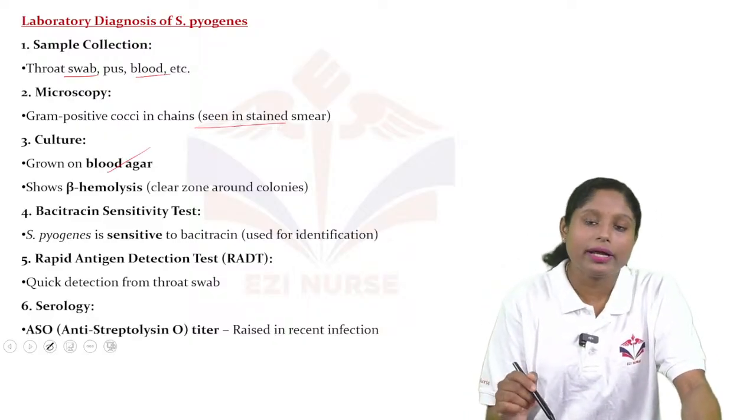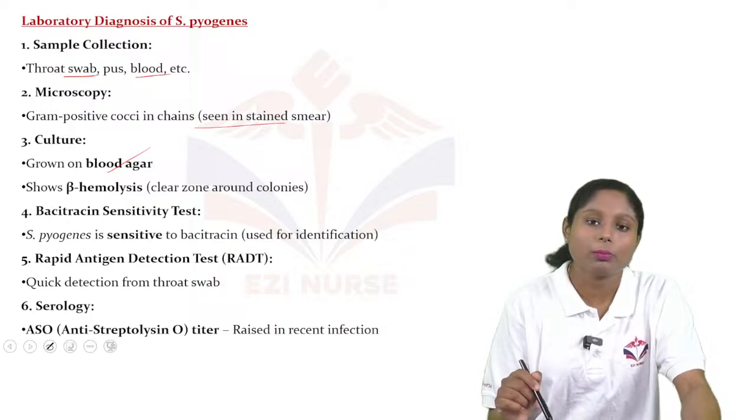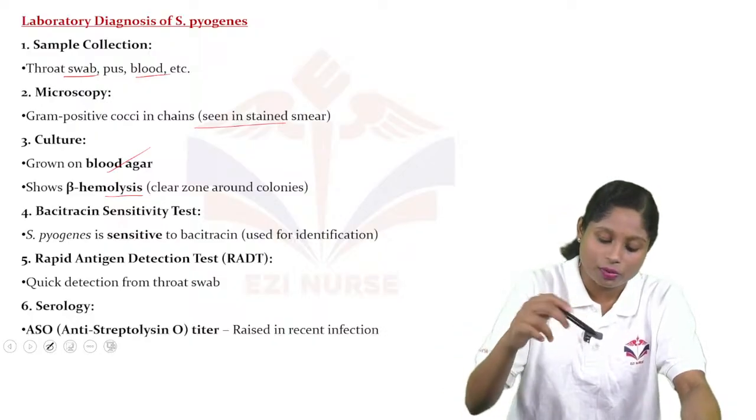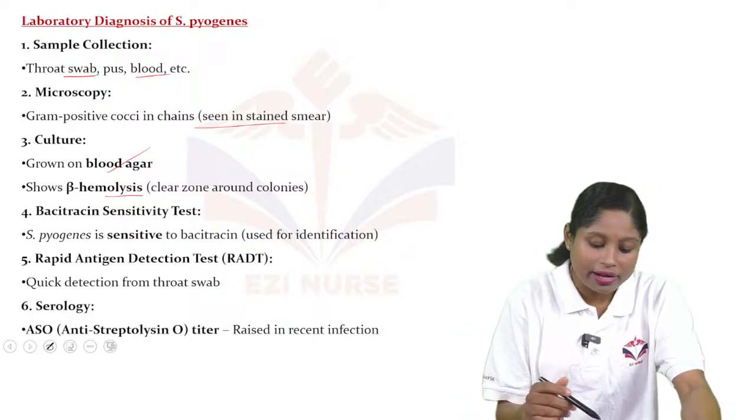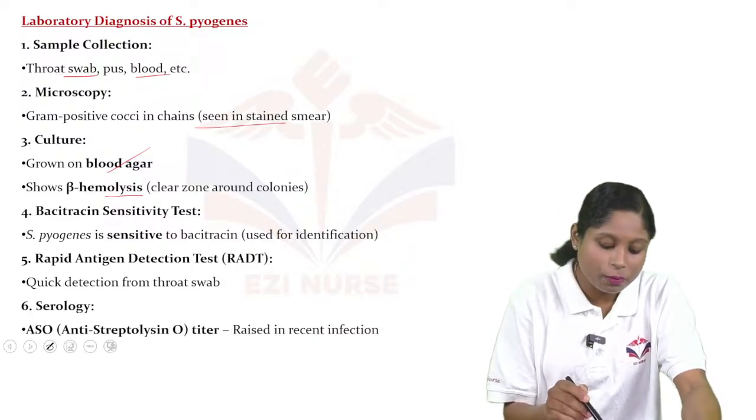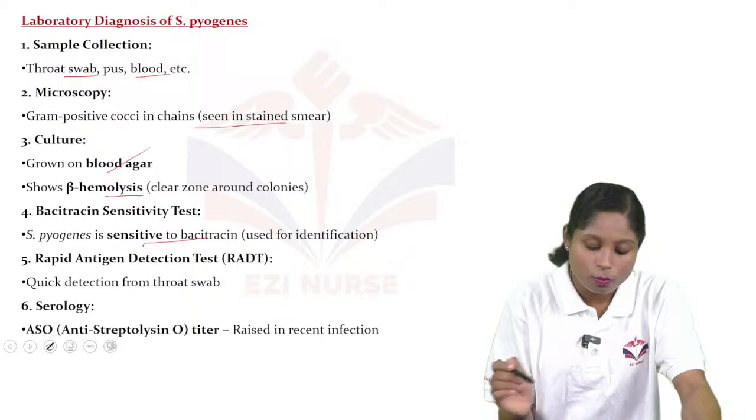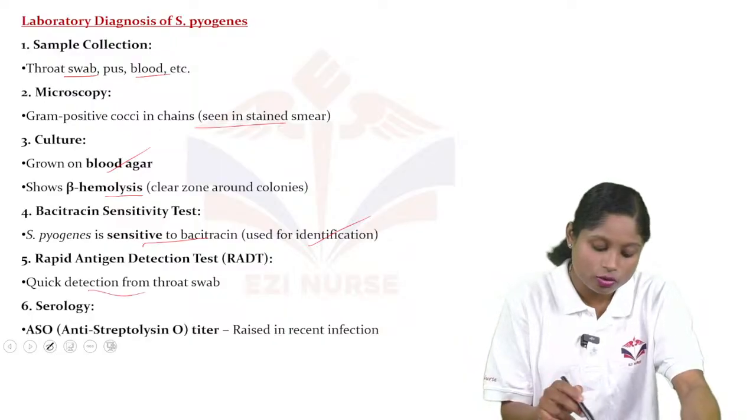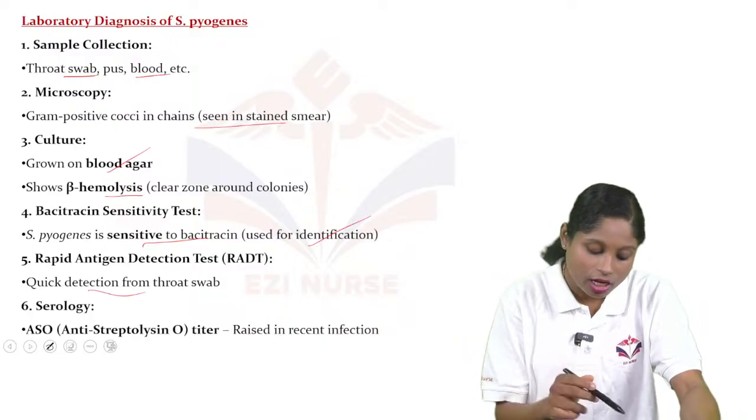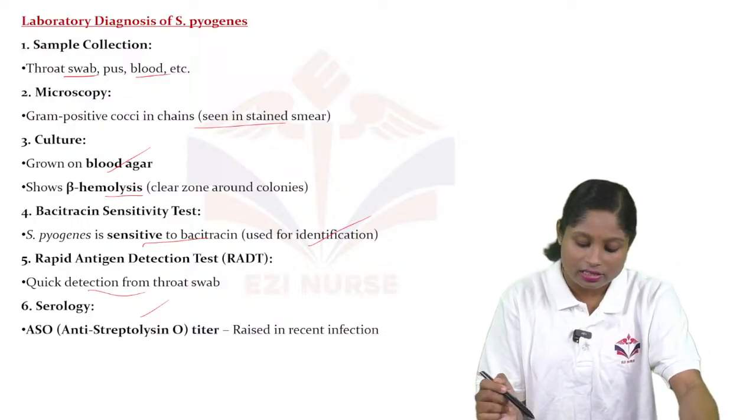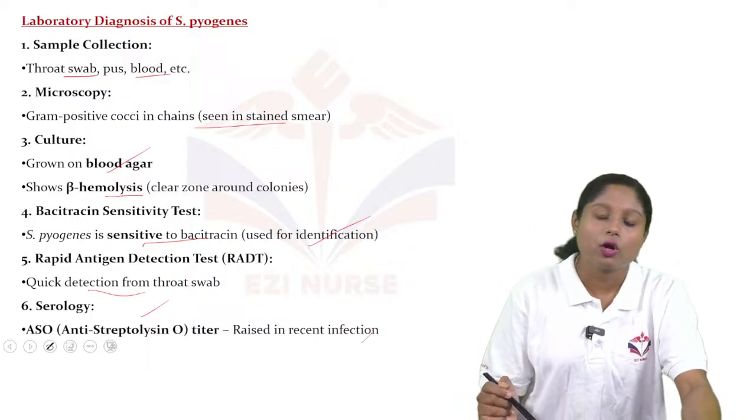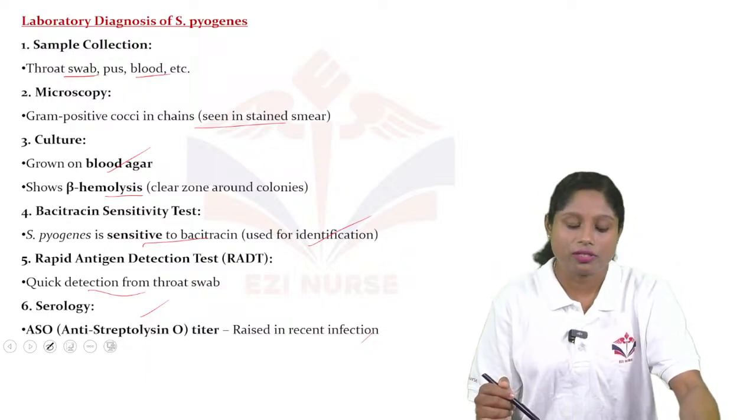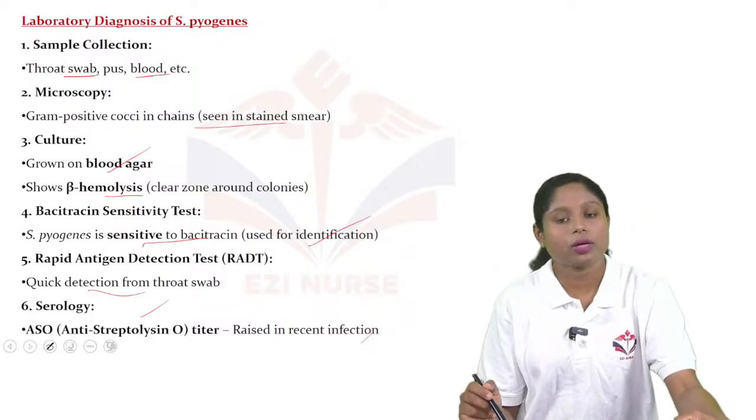Culture: it is grown on blood agar and shows beta hemolysis, a clear zone around the colony. Bacitracin sensitivity test: Streptococcus pyogenes is sensitive to bacitracin, used for identification. Rapid antigen detection test: we can use it to quickly identify from a throat swab. Serology: anti-streptolysin O titer is raised in recent infections, like in cases of rheumatic heart disease, where we do the ASO test. So these are the laboratory diagnoses for Streptococcus pyogenes.